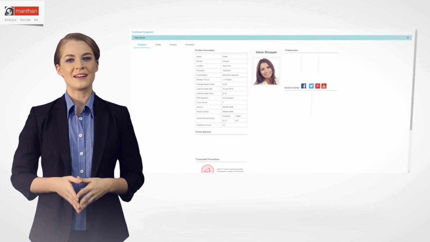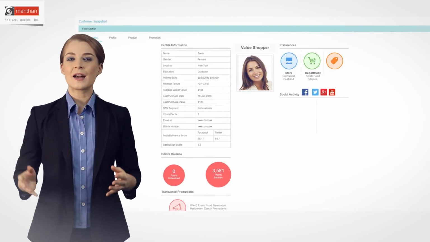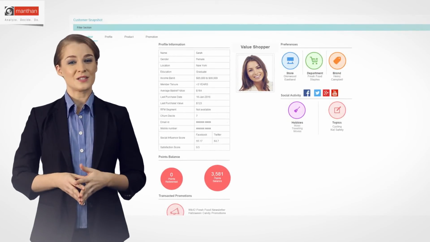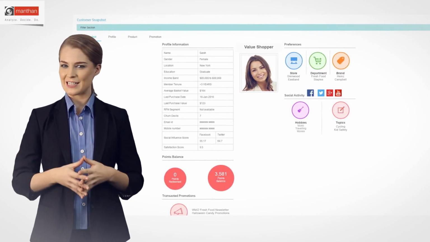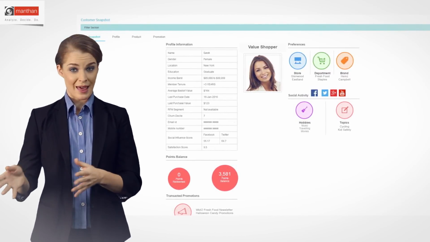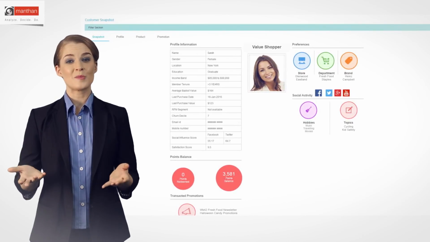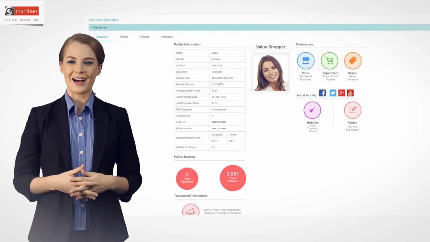This enriched, unified understanding of the customer then becomes available to the marketing teams to develop seamless, multi-channel engagement strategies, understand path to purchase, build attribution models, and drive marketing ROI.